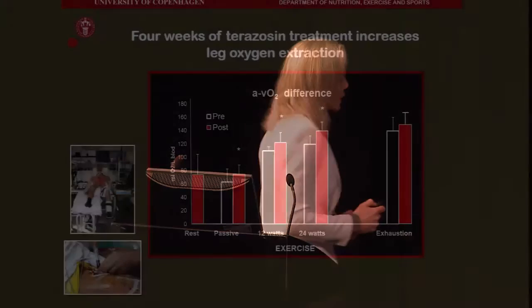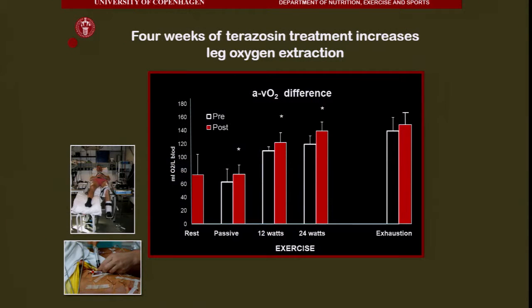And we then, before and after this intervention, did a knee extensor exercise, graded exercise. Here you have rest. Something happened to the bar here, but you have rest, passive movement, 12 watts, 24 watts, and exhaustion. You're looking at the oxygen extraction, and black bars are before and red after. And we see that oxygen extraction actually was higher after for these 3, for passive, 12 watts and 24 watts.